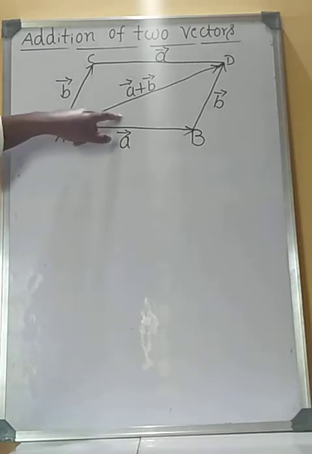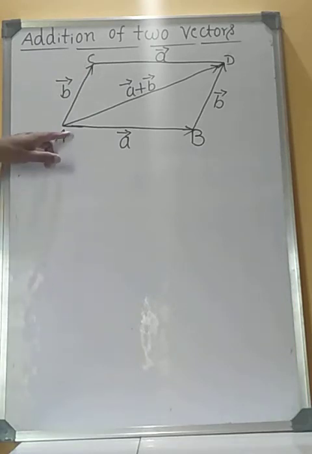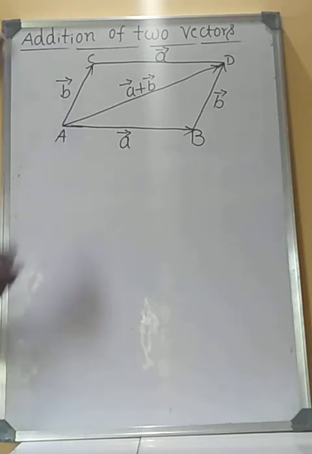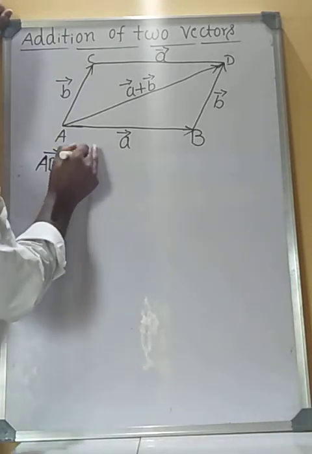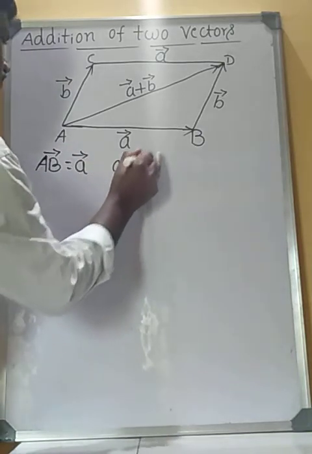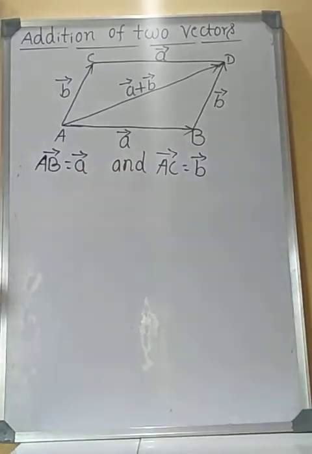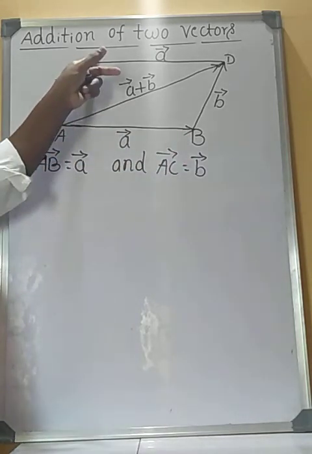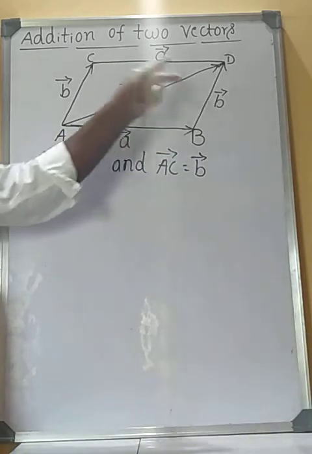Here ABCD is a parallelogram. Let vector A and vector B be two vectors such that vector AB is equal to vector A and vector AC is equal to vector B, where AB and AC are two adjacent sides of the parallelogram ABCD.